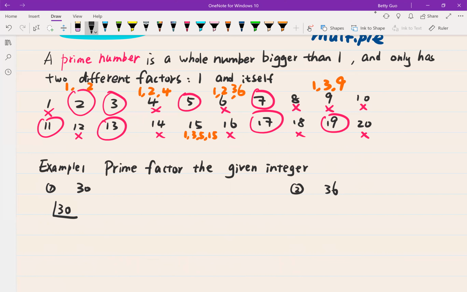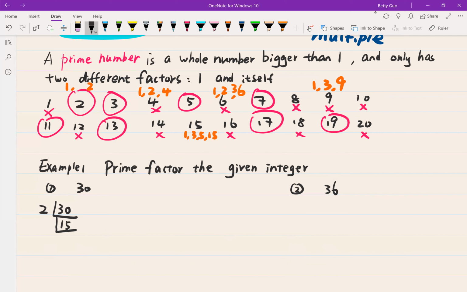30 here is even. An even number we know is divisible by 2. So it has a factor 2. 2 is a factor of 30. 2 is a prime. So 2 is a prime factor of 30. Dividing 30 by 2, we have 15. We write the quotient right below the big L. 15 we know is not a prime, so we put 15 on another big L.